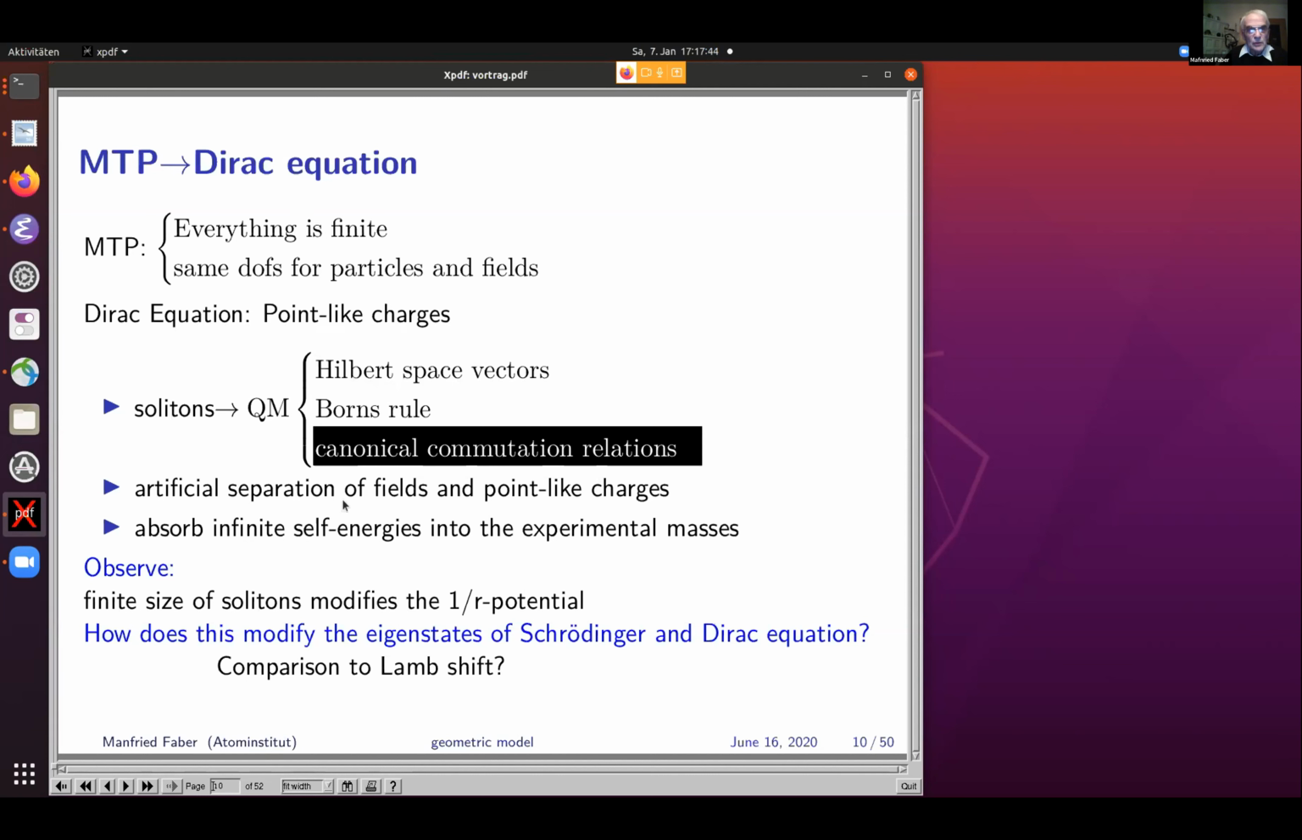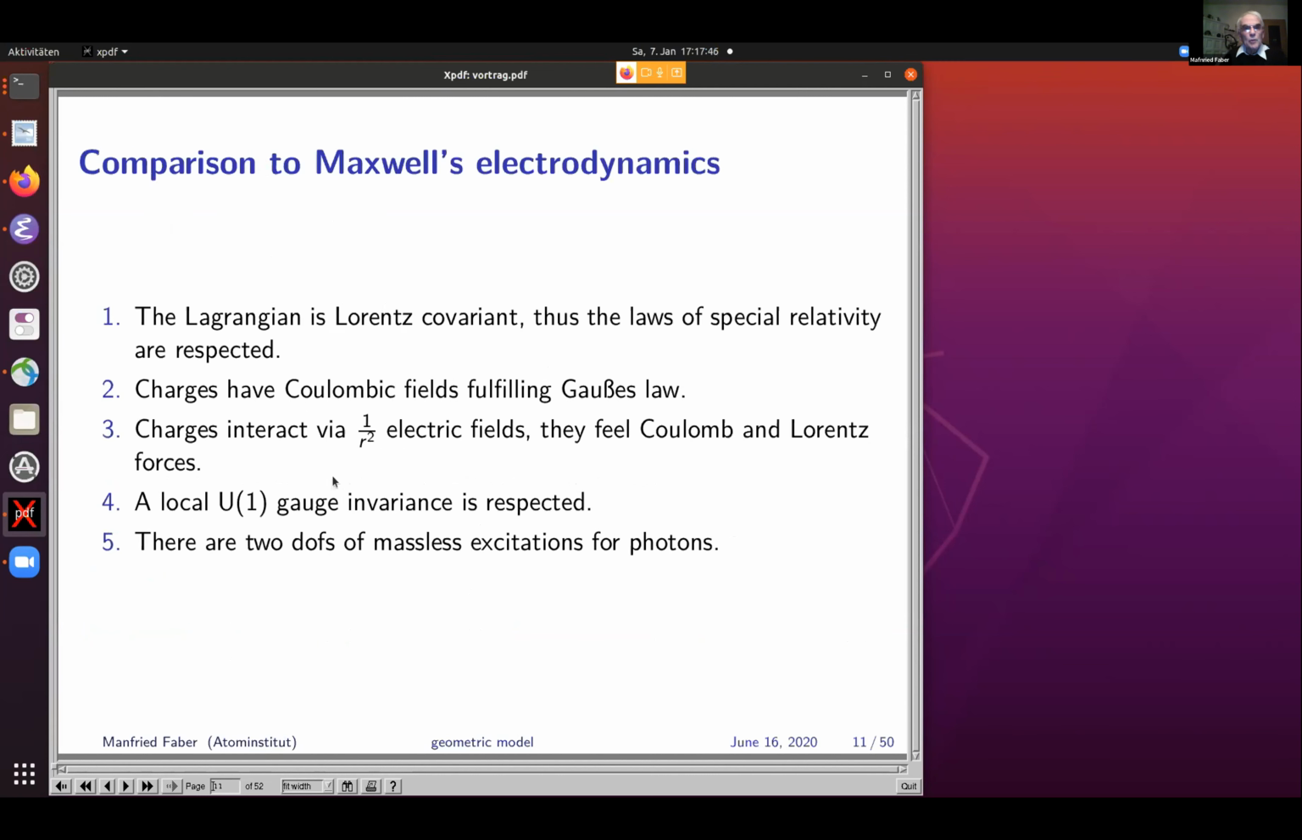That's what I wrote in a recent paper. I can compare with Maxwell's electrodynamics, and I find several agreements. The Lagrangian is Lorentz covariant, so the laws of special relativity are respected. Charges have Coulombic fields and fulfill Gauss's law. Charges interact via 1/r² electric fields. This can be shown easily analytically. Of course, I don't have time to show it here.